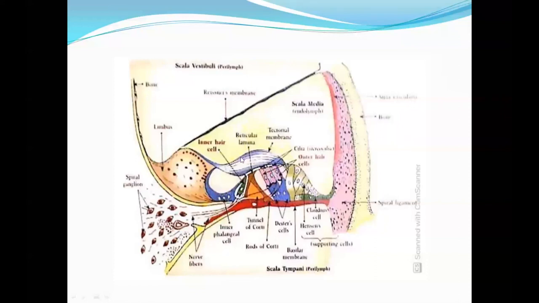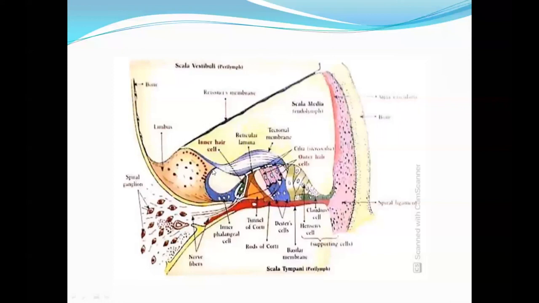This is tectorial membrane, and these are the stereocilia arising from the inner hair cell and outer hair cell. This is reticular lamina. So the processes of the hair cells pass from the reticular lamina and end up in the tectorial membrane. These processes are bathed in the endolymph because they are situated in the scala media.